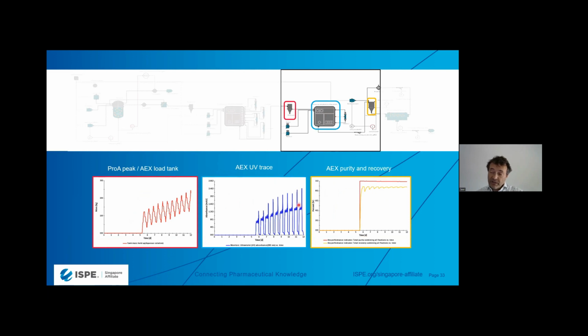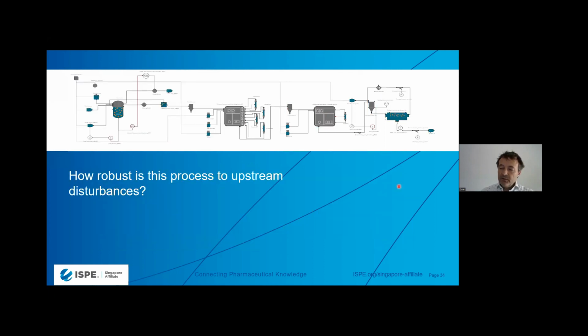And then we look at the UV trace, which of course gives us an idea of the concentrations of the proteins going through that final column. And then we can again look at the predictions of purity as well as the recovery. So this model is used to look at how robust the process is to upstream disturbances. When do we expect that an upstream disturbance will cause problems downstream, and in some cases it may not. And of course, this information will allow us to divert material after the bioreactor or not.